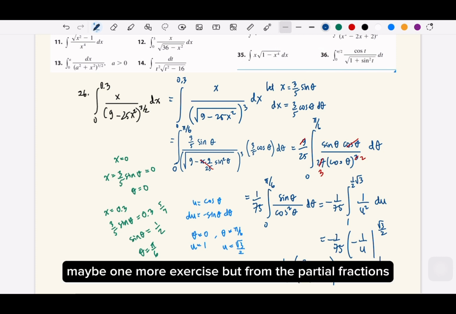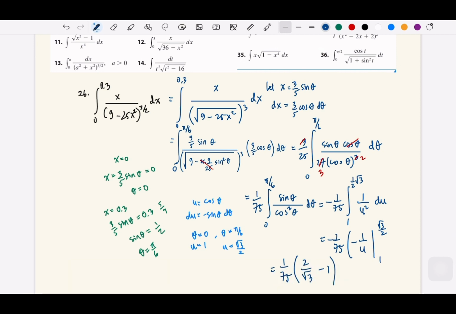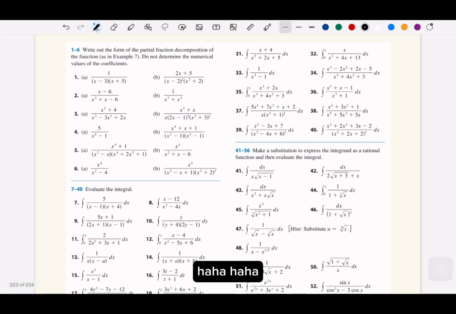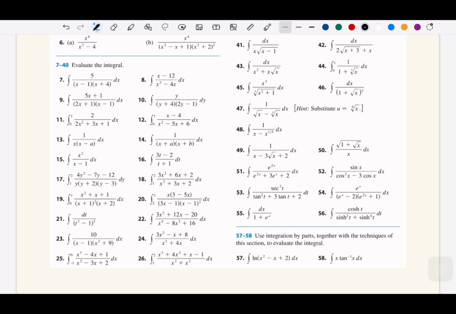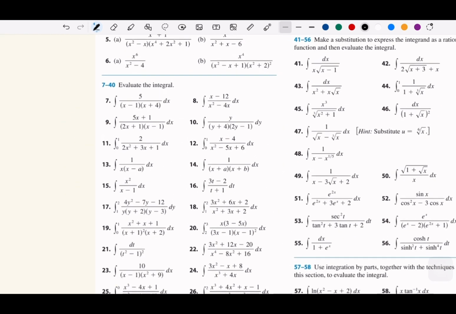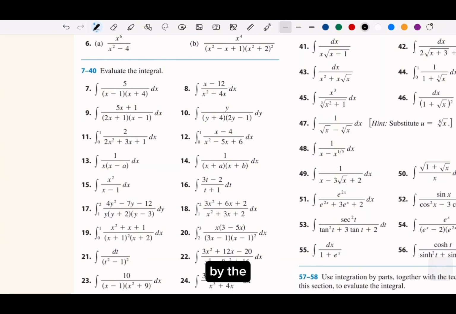Maybe one more exercise, but from the partial fractions, okay? Partial fractions. Okay, let's try. I hope you don't get dizzy looking at this.